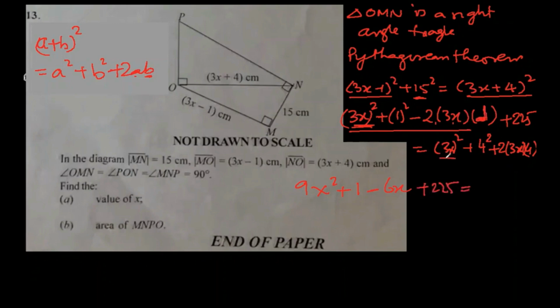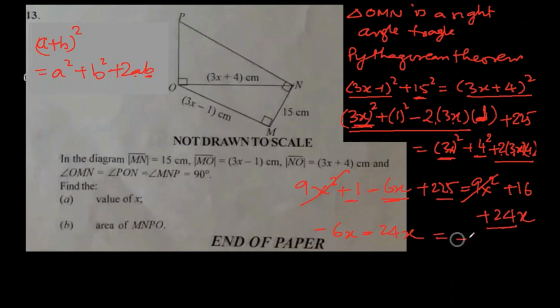Equal to, this square is 9x square again. This will be 16, and everything is positive. 2 times 3 is 6 times 4 is 24x. Alright, so 9x square on this side, 9x square on this side, cancel out. So what is remaining? Let's collect 6x's on one side. So 6x minus 24x. This positive 24x, when it comes to the left side, becomes negative, equal to, let's bring this one and 225 to the other side. They become 226 together. Minus 226 and plus 16.